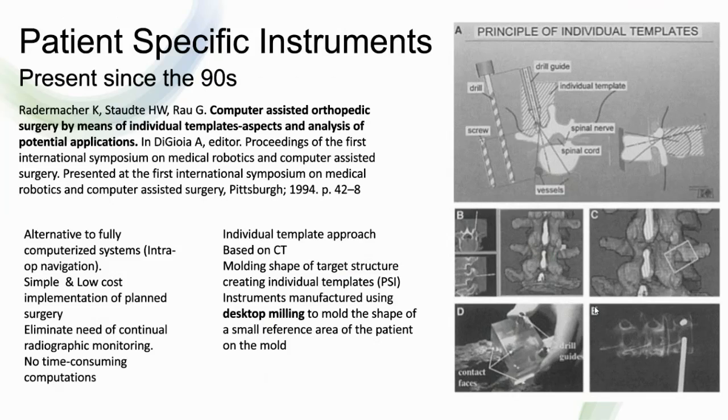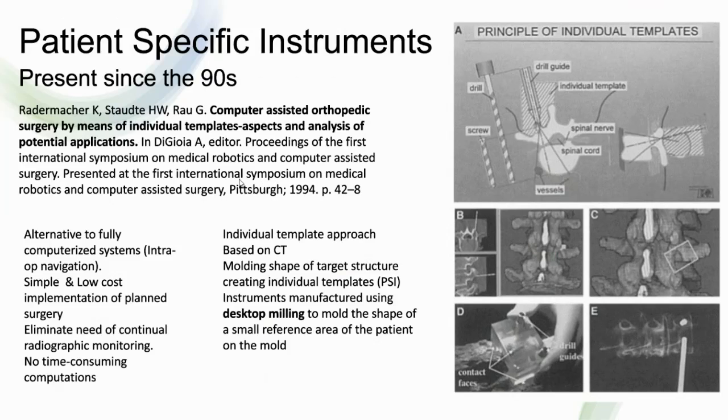They have been here for a while, and I'd like to show you this study that was done by a German group. It's named Computer-Assisted Orthopedic Surgery by Means of Individual Templates, Aspects and Analysis of Potential Applications. This was done in the 90s, back in 94, like we see in the presentation here. And it's crazy, right? They have been here for so long.